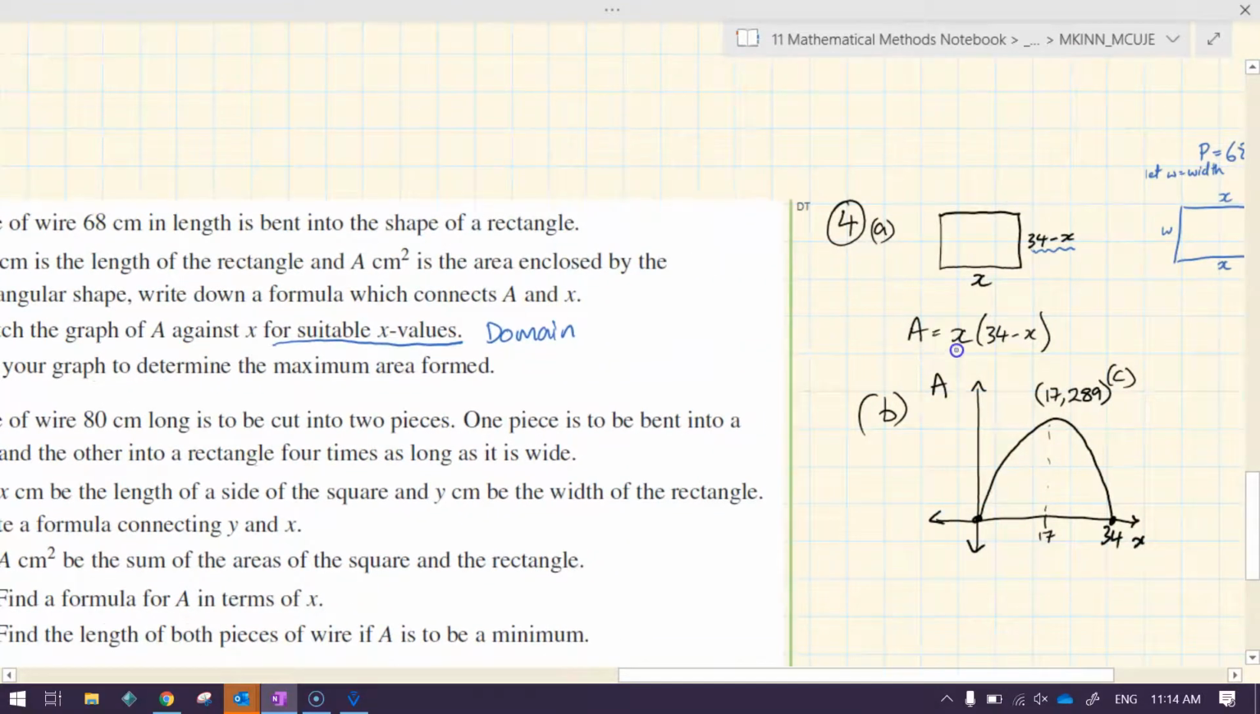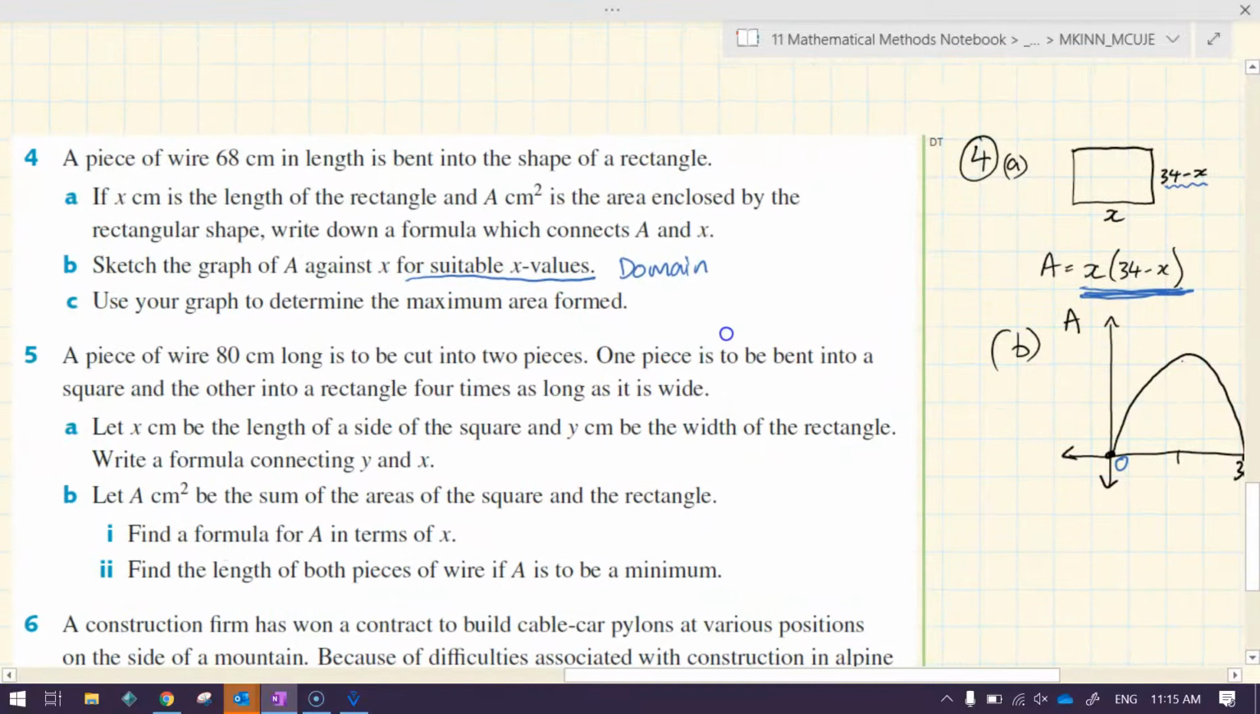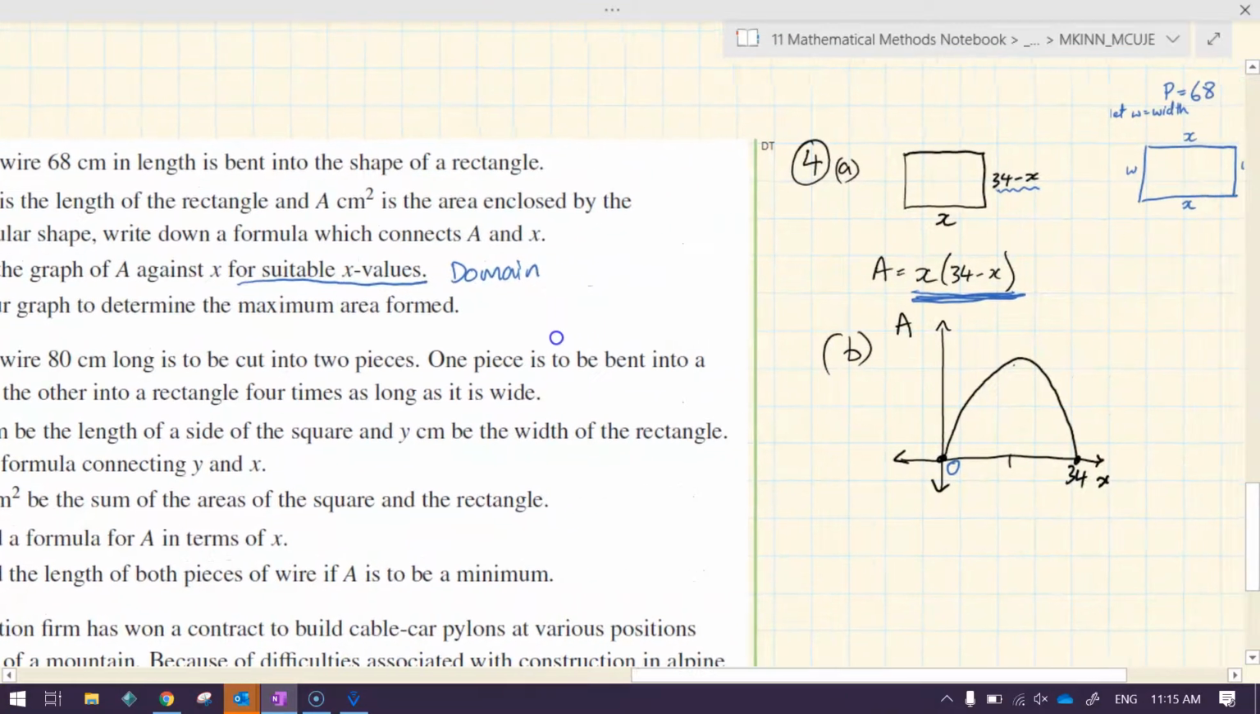So how did I sketch it for suitable values? That's already in my factorized form, isn't it? If it's in factorized form, I know the roots. The roots are at 0 and 34. How do we know that? Null factor law. So in factorized form, you can put the intercepts down straight away. And that would be a sketch of it. At that point, we don't know the C value, and we don't yet know this 17. But a suitable sketch would look like that. That's a parabolic equation.